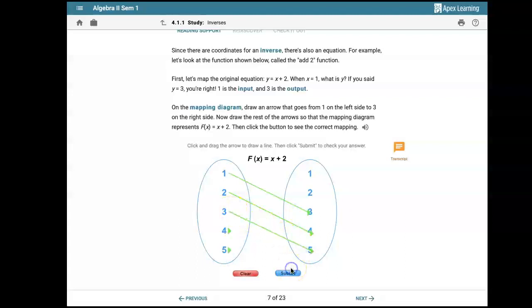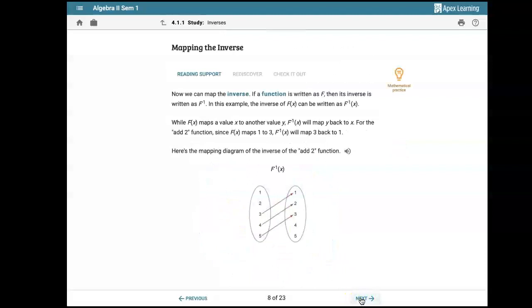All right, and sure, I'll submit it to make sure I'm right. Awesome. Okay. So now when we want to undo that, right? We went from 1 to 3. Now we have to go back from 3 to 1. We went from 2 to 4. Now we got to go 4 to 2, right?